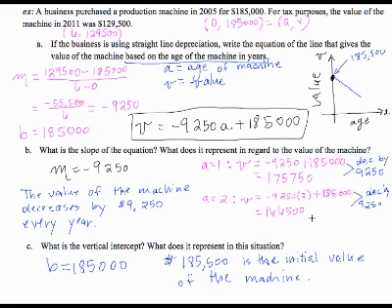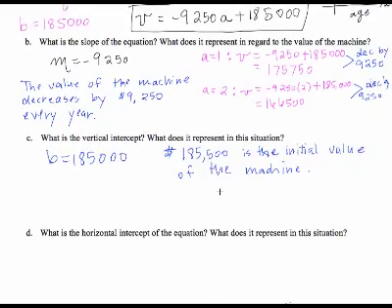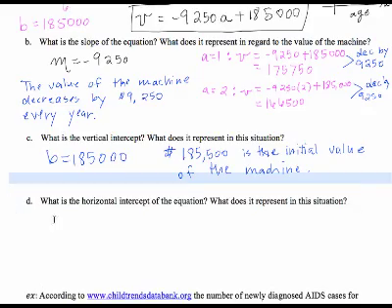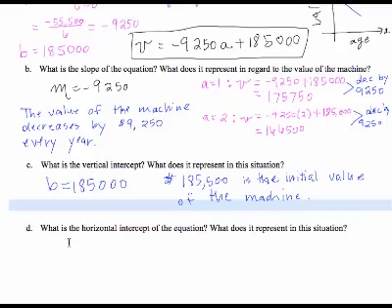Okay, so there's an applied example with lines. We've done some of these before. This is just extra practice for you, really. Oh, one more that I forgot about. What is the horizontal intercept of the equation? Ooh, that one's more interesting. We haven't found that yet. What is the horizontal intercept?